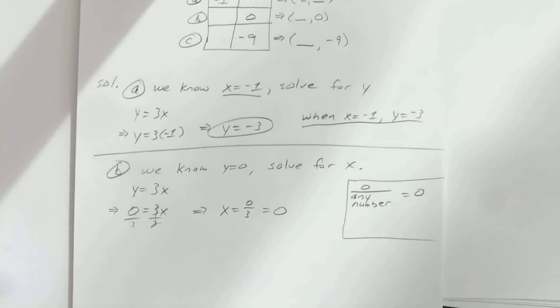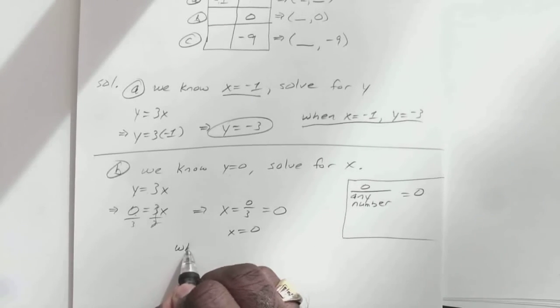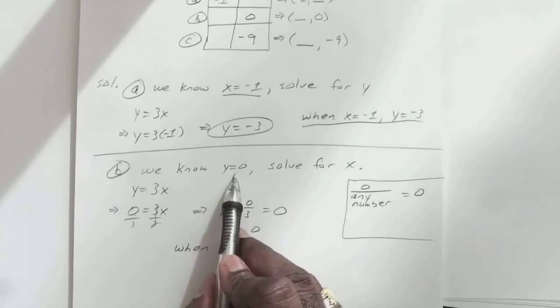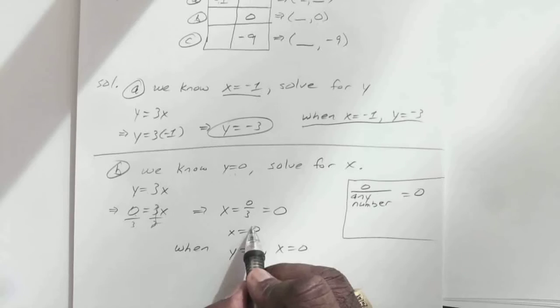Okay. So we know that when y is equal to 0, x is equal to 0.